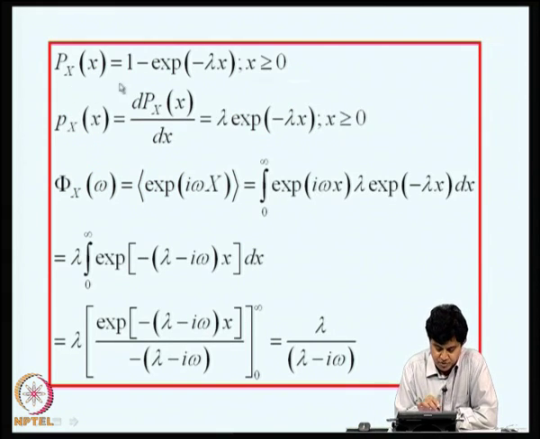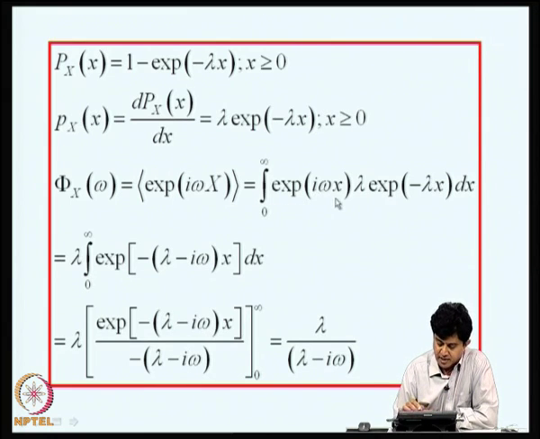So, the probability distribution function is given to be 1 minus e raised to minus lambda x. The probability density function is lambda exponential minus lambda x. The characteristic function is defined as phi x of omega, the expected value of exponential i omega x. So, this is the integral from 0 to infinity of exponential i omega x lambda exponential minus lambda x dx, and this has this form, and this can be integrated.